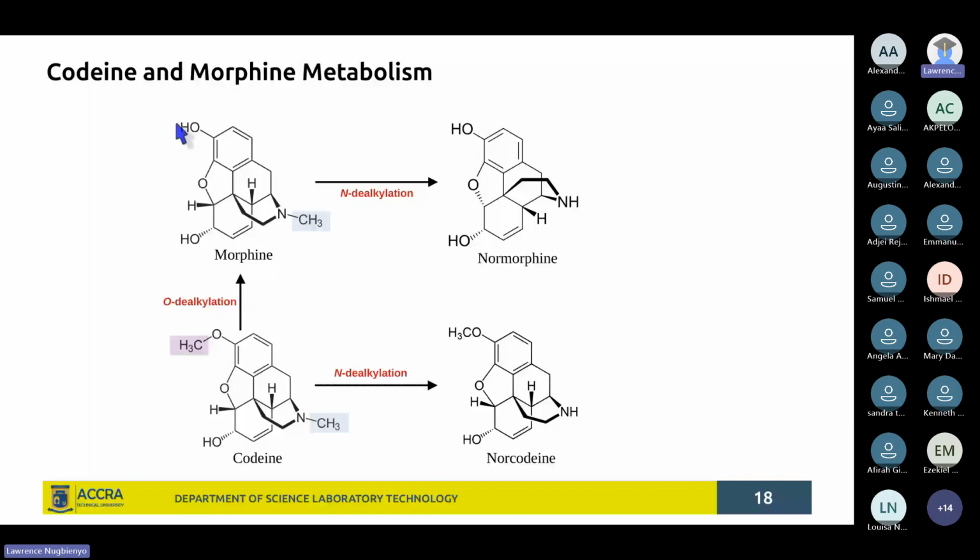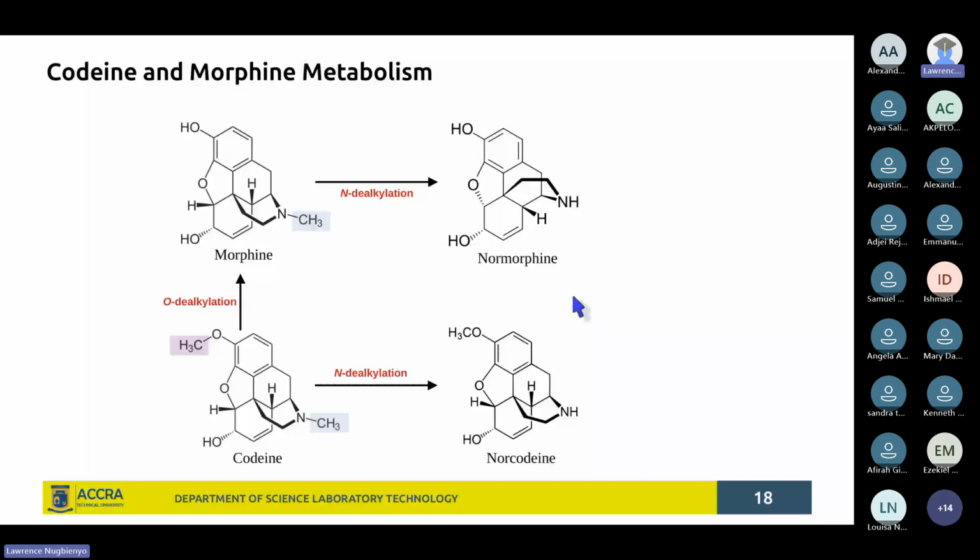Similarly, you have here too, from morphine going to normorphine, you can trace and see that this methyl group in morphine is removed. You don't see it here. What you come to see is just a hydrogen. So you have N-dealkylation occurring in that process. All of these are phase 1 reactions occurring with these drugs, codeine, morphine, which you see as some active ingredients of some painkillers, of some analgesics.